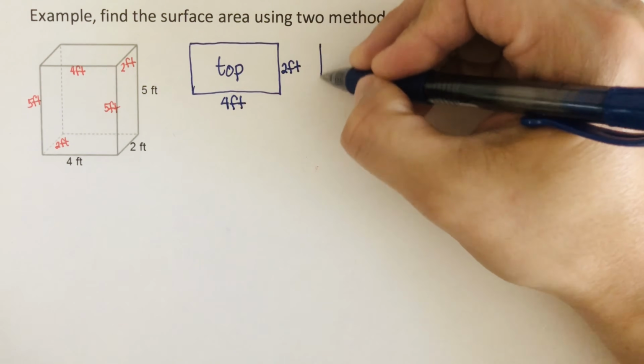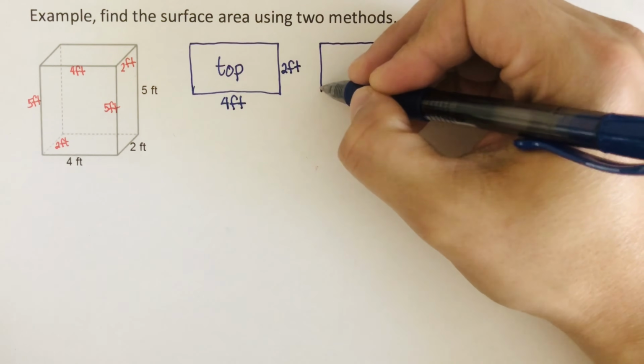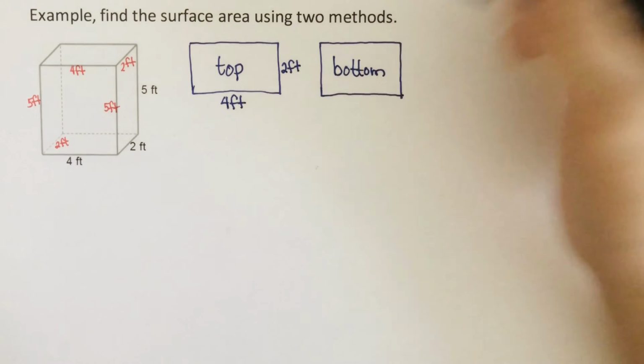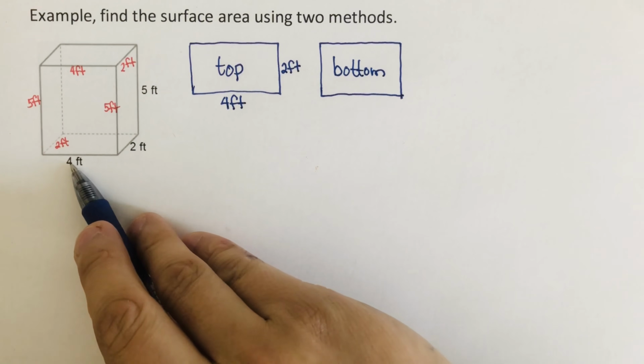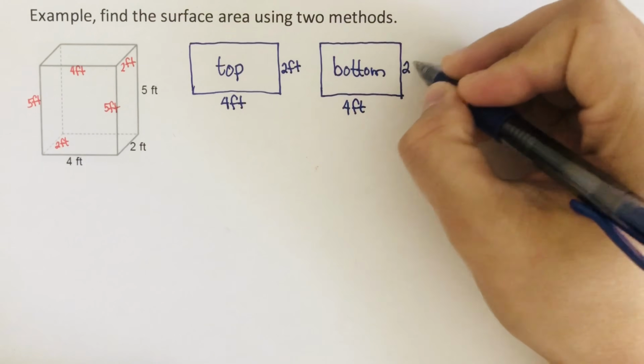Now I'm going to take the bottom and draw it over here. This would be exactly the same shape because they are congruent. So I'm going to draw the bottom here and label this as the bottom. The measures for this would be exactly the same: we have 4 and 2, so that would be 4 feet and 2 feet here.